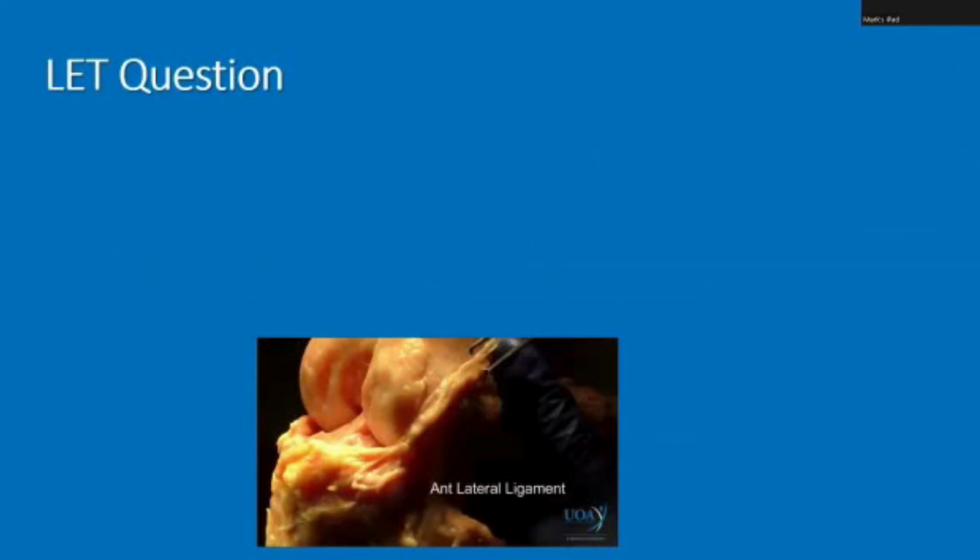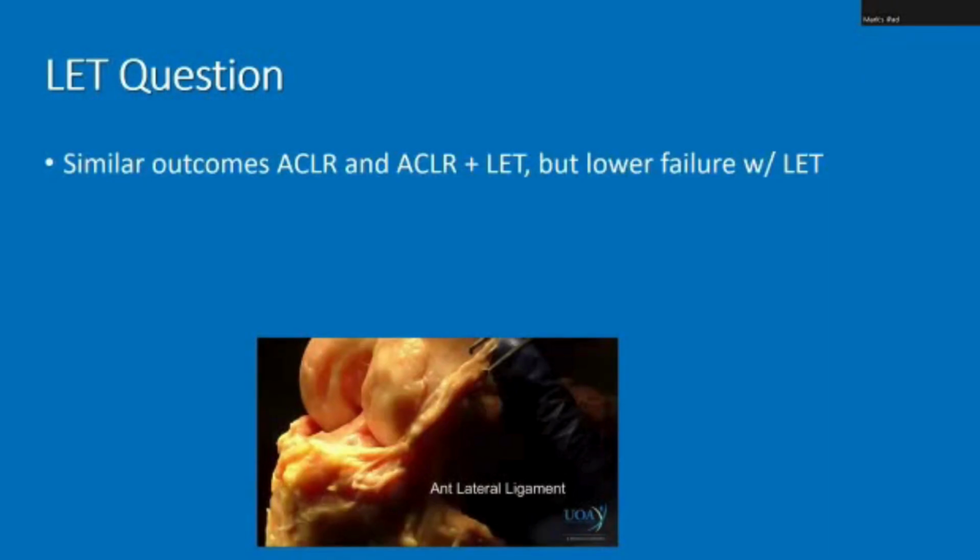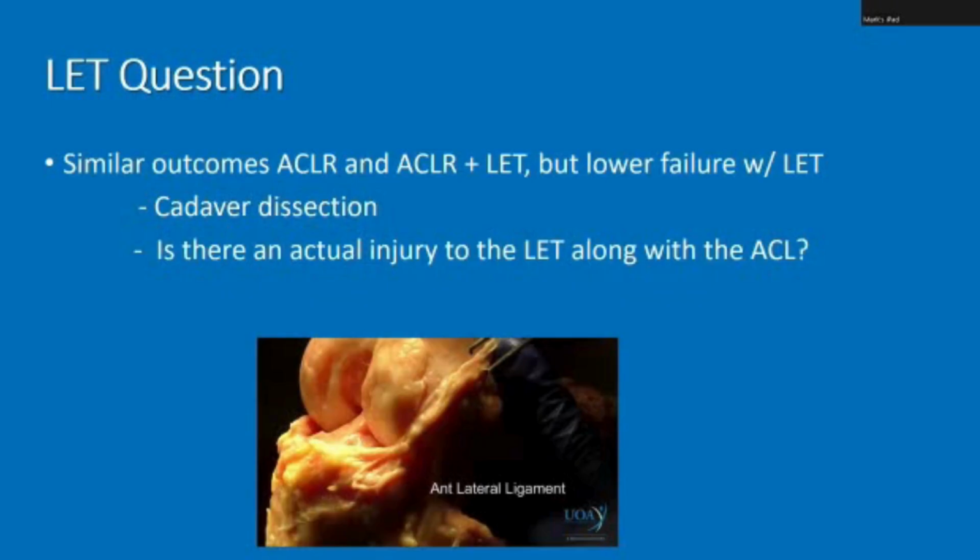First question I have is an LET question for Dr. Buckley. We have similar outcomes with ACL and ACLR with the LET, but we have a lower failure rate with LET. So in the cadaver dissection that we did, the ALL ligament, it's not very robust. It's hard to find. We almost went through it, like there isn't a big substance. Do you actually get an injury to the LET ligament or the anterior lateral capsule, or why is it that all of a sudden we need to consider the ALL?